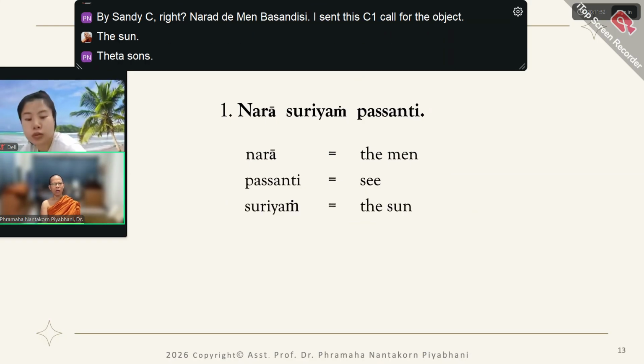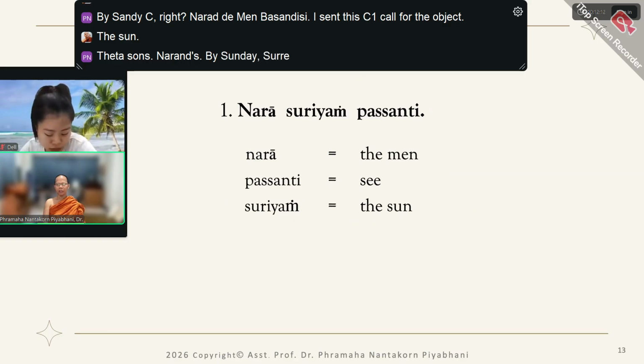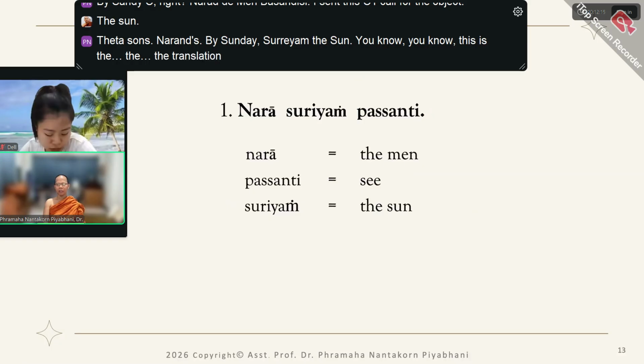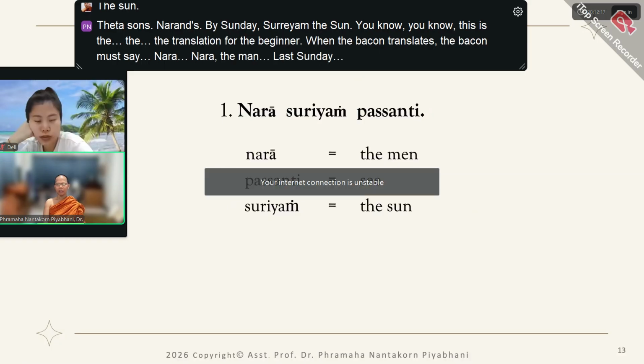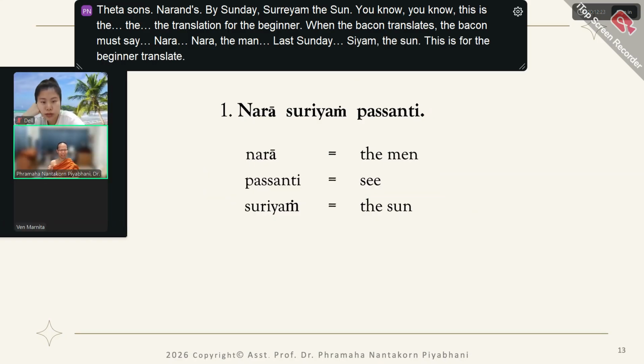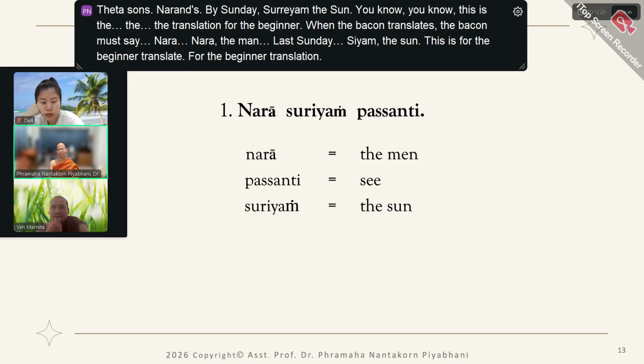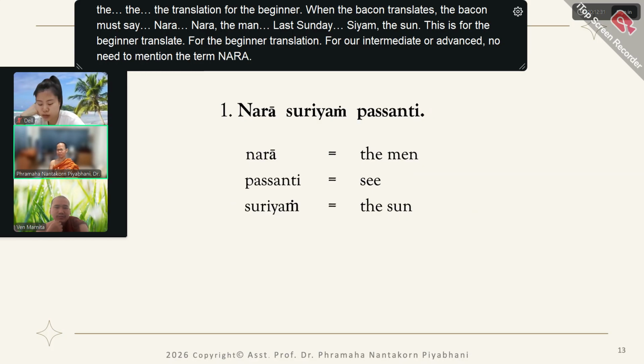Citizens. Nara demands pasanti, see. Suriyam, the sun. For the beginner translation, the beginner must say: pasanti, see, Suriyam, the sun. This is for the beginner translation. For the intermediate or advanced, you need not mention the term Nara.